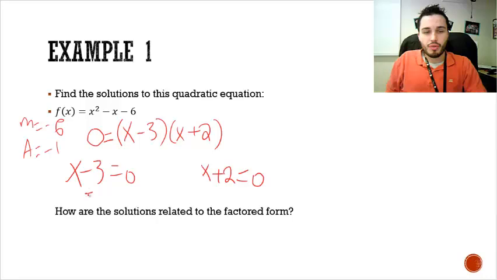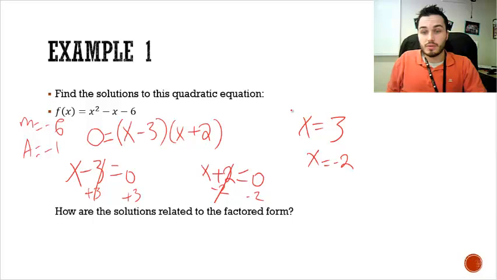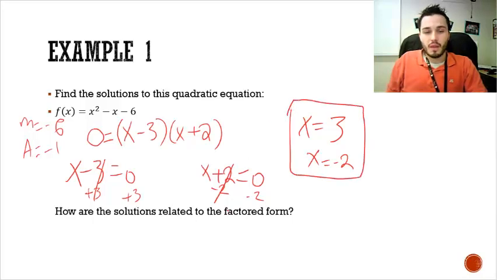Well, okay, add the 3. 0 plus 3 is 3. So x equals 3 is a solution. Over here, subtract the 2. 0 minus 2 is -2, so x equals -2 is a solution. Those are the answers right there.